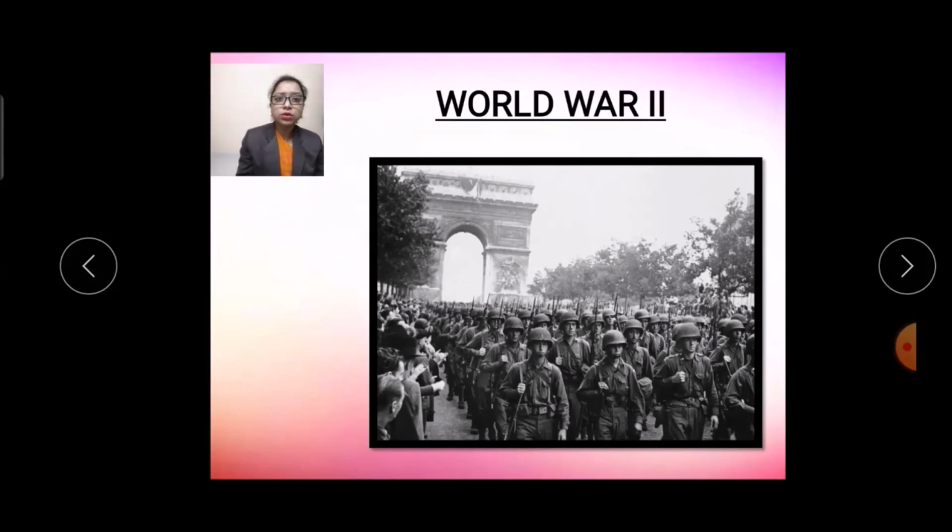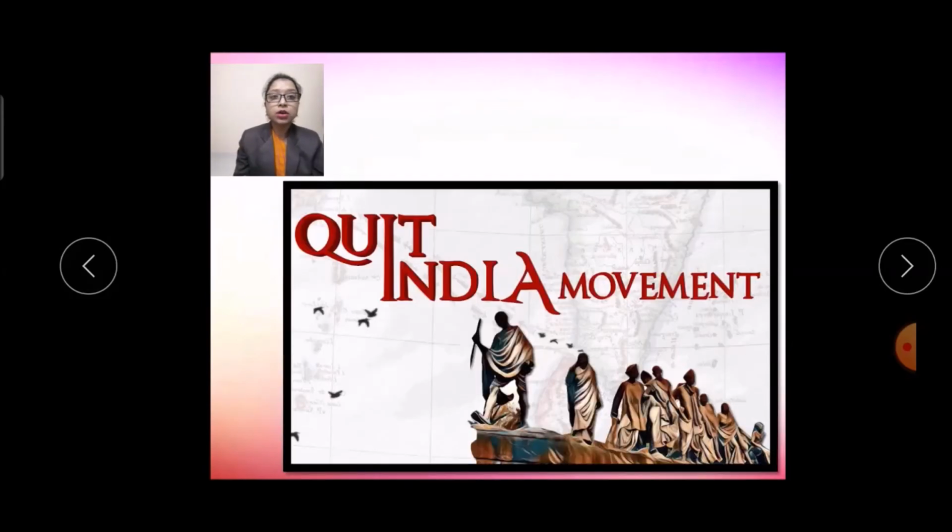So what did the Congress do after the talks failed? The Congress, under the leadership of Gandhiji, launched the Quit India movement in August 1942. After the launch of this movement, Gandhiji and other leaders were arrested, and all over the country there were violent protests. So now let's see next.